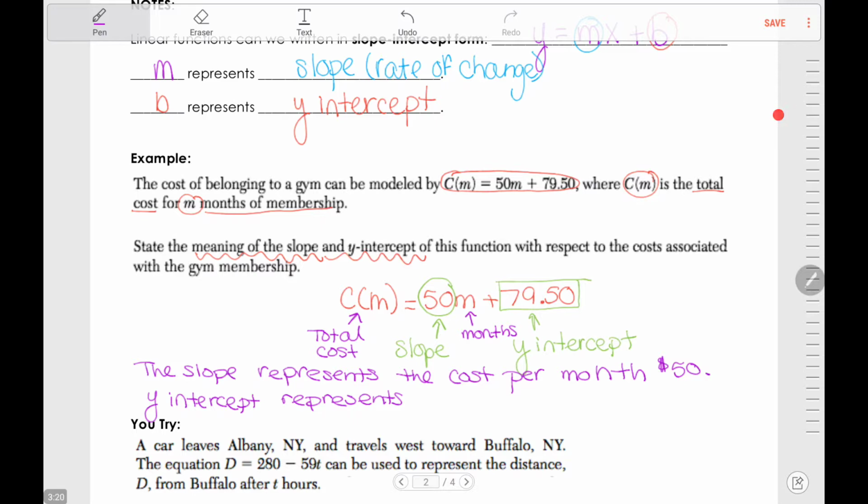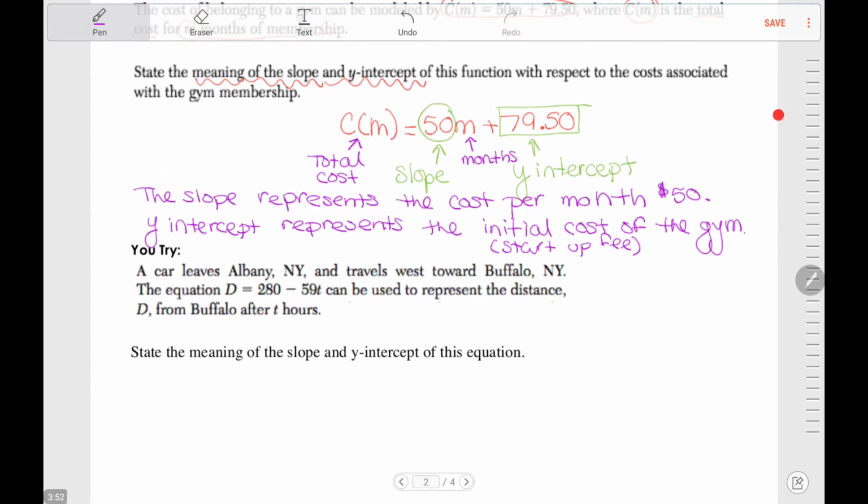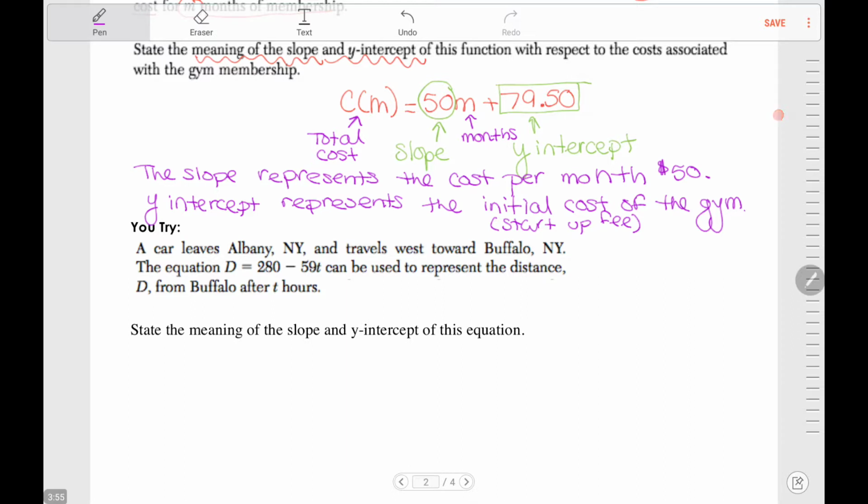So the y-intercept represents the initial cost of the gym. Sometimes when you sign up for something, before you even pay per month, you have to pay a startup fee. So we can say it's the initial cost of the gym or the startup fee. Why don't you go ahead and try the second example, and then when you're done, you're going to watch the rest of this video to see if you got it right.